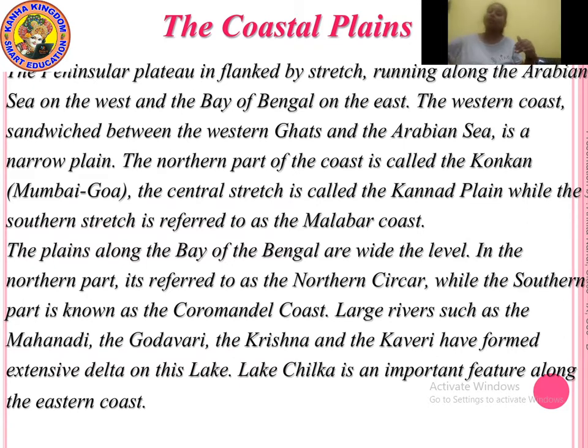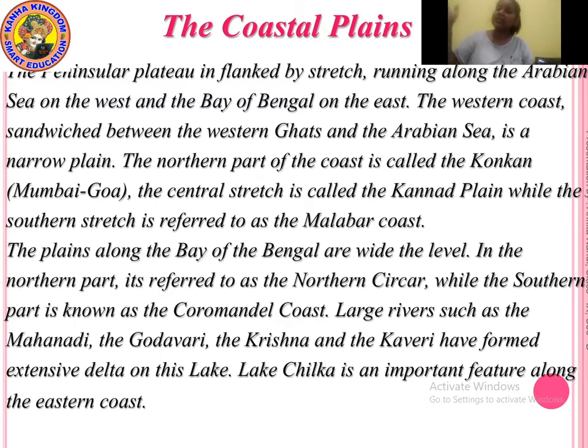Now the plains along the Bay of Bengal in the east are at a wide level. The northern part is referred to as Northern Sarkar, while the southern part is known as the Coromandel coast. Large rivers such as Mahanadi, Godavari, Krishna and Kaveri form extensive deltas. Lake Chilka is an important feature along the eastern coast. So the plains of the Bay of Bengal are said to be the eastern plains.